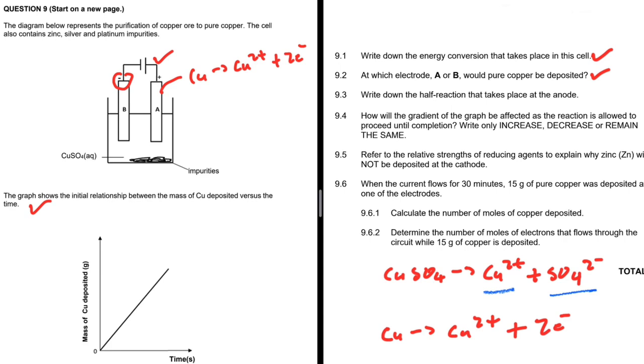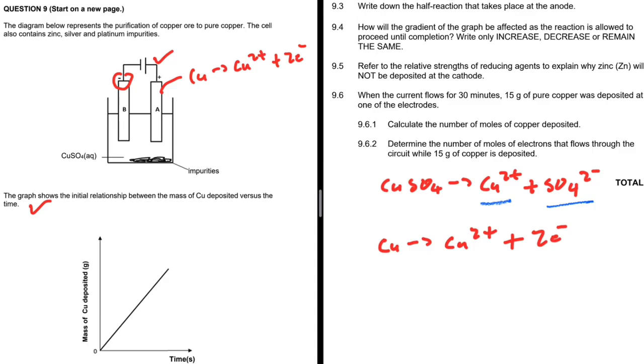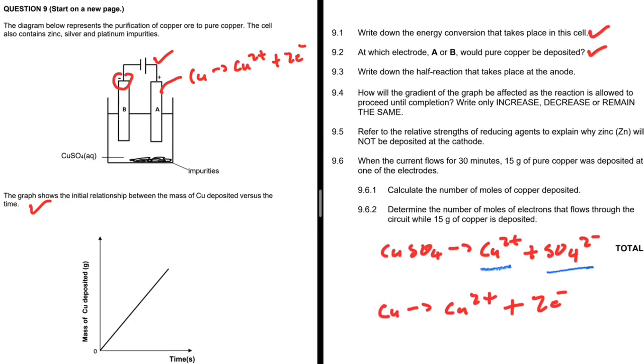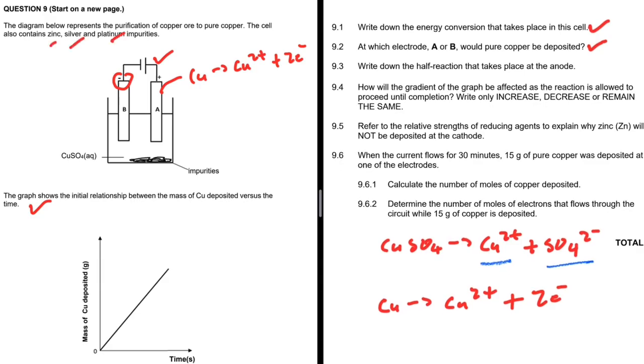Right. 9.5. Refer to the relative strength of reducing agents to explain why zinc will not be deposited at the cathode. Why zinc is not going to be deposited at B. So let's take a look at what is happening here. The question says that we have some impurities, which happen to be zinc, silver, and platinum.